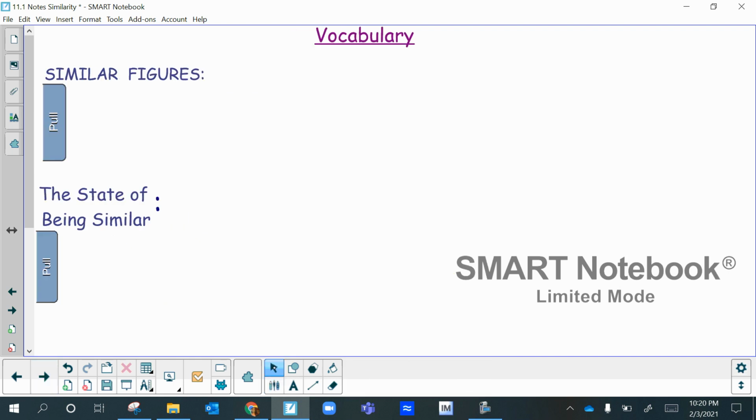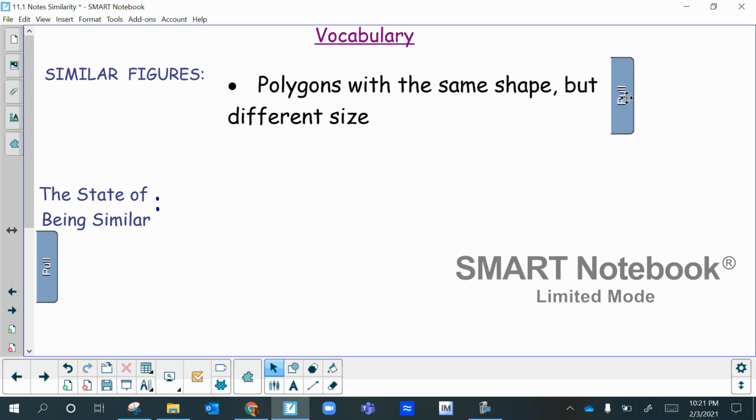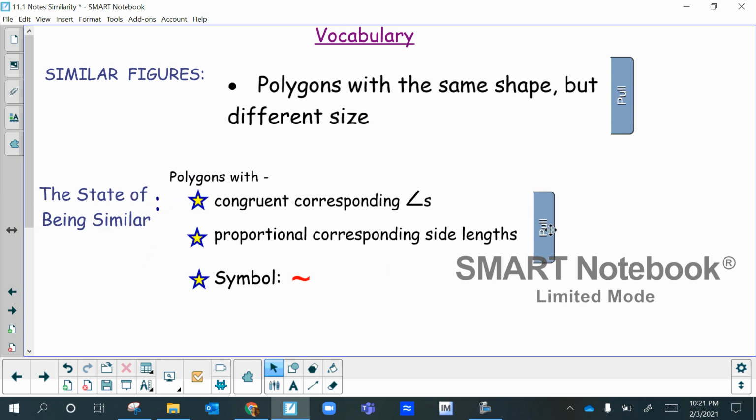All right. So since this whole unit's about similarity, let's talk about what similar figures are. These are basically polygons that are the same shape but a different size. So same shape, different size. Simple definition. So some things you need to remember on what it takes to be similar, okay? So first thing, whenever you have similar polygons, all of the angles are going to be congruent, okay? Corresponding, that is.